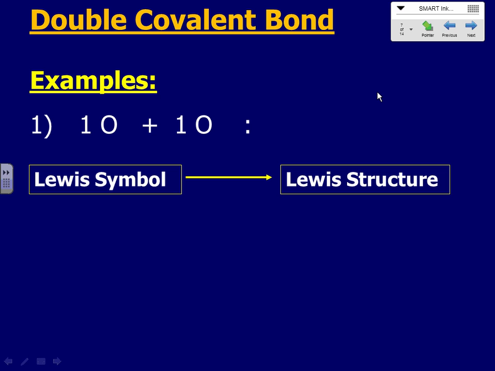Double covalent bond. Again, for example, put 2 O's, and don't write Lewis symbol, Lewis structure. You get the idea of that already.